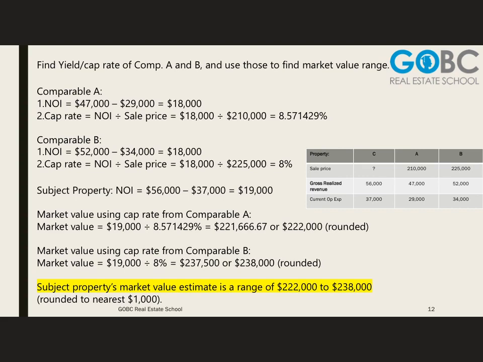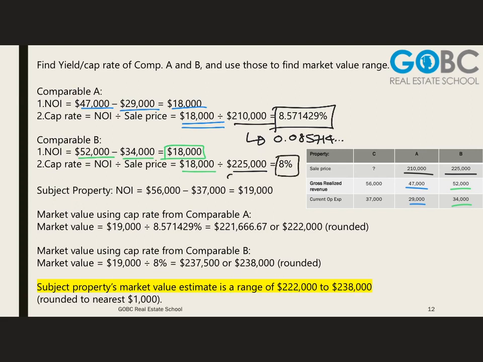You just use the information that they've given us. So you take your gross realized revenue for your comparable A, which is $47,000, and you subtract your operating expenses to get to your NOI of $18,000. Then you divide that NOI of $18,000 by the sale price of $210,000 to get 8.5714 and so on. Remember, this will be in decimal form, so you can leave it in decimal form or convert it to a percentage, whichever you'd like. Second comparable B is your 52,000 and your 34,000 to get to your NOI of 18,000, and then you divide that by its sale price of 225,000 to get the 8%, which will show up as 0.08.